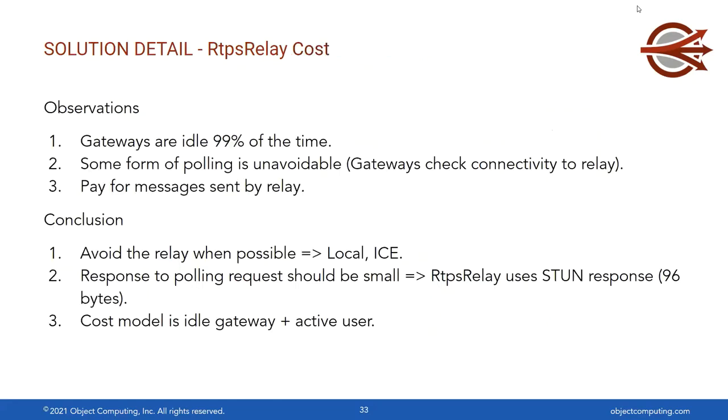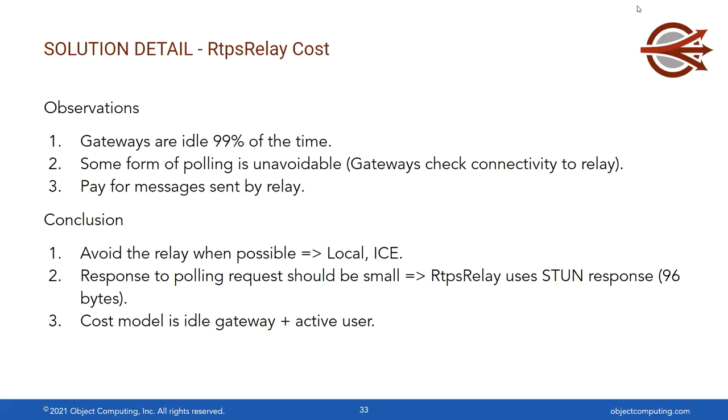Let's move on. So just some observations about relaying traffic in general. Gateways are idle 99% of the time. They're not used that much. The second observation is that some form of polling is unavoidable. That is, gateways are going to check their connectivity to the relay, and if that connectivity check fails, they have to do something else. And the third observation is you pay for messages sent by the relay in most cloud providers. You only pay for egress, you don't pay for ingress typically. So based on these observations, we'd really like to avoid the relay when possible. And we started out at the very beginning with that as a goal in terms of reducing our operational costs.